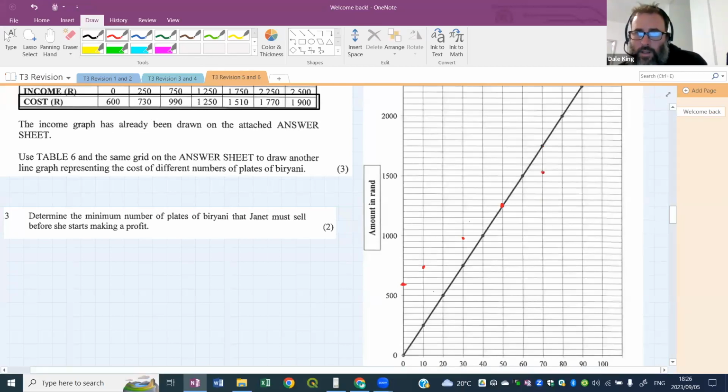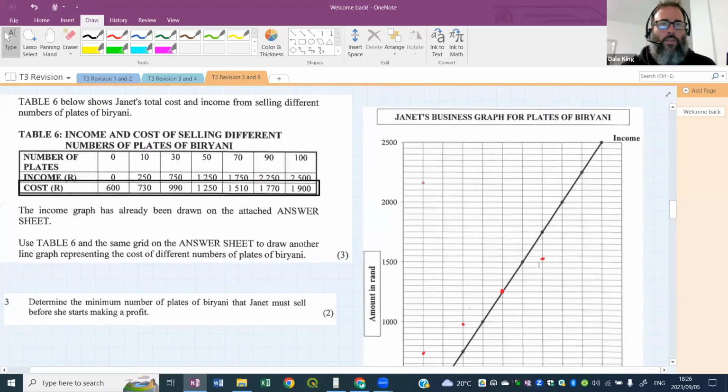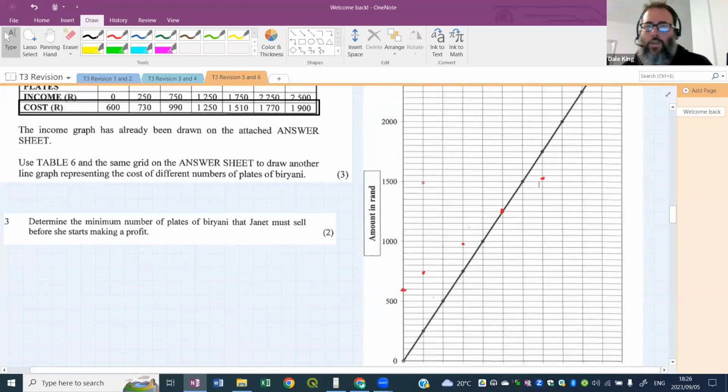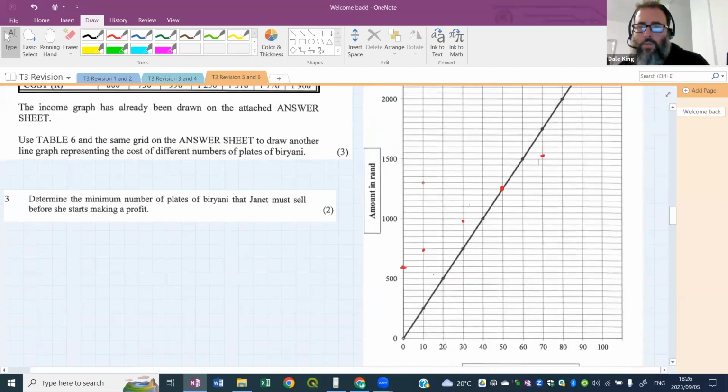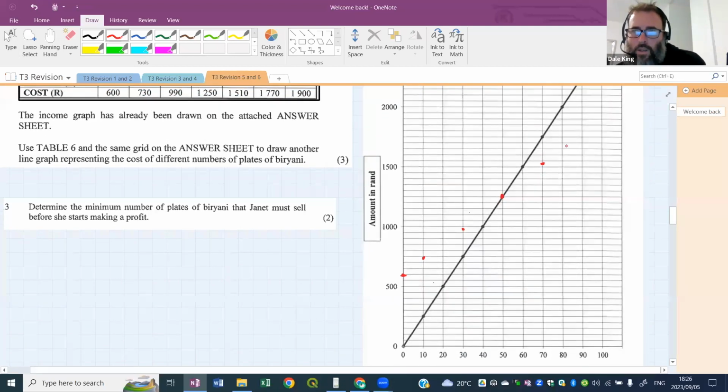1510 is down here. And then we've got 90 is 1770. This is the last one I'm going to do. I'm not going to do them all. 90 is 1770. So this is 16, 17, 175. So about there. All right.